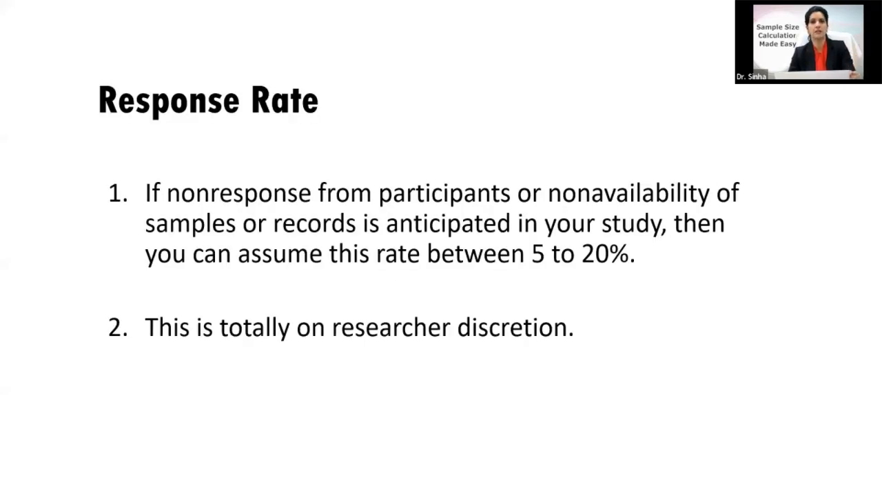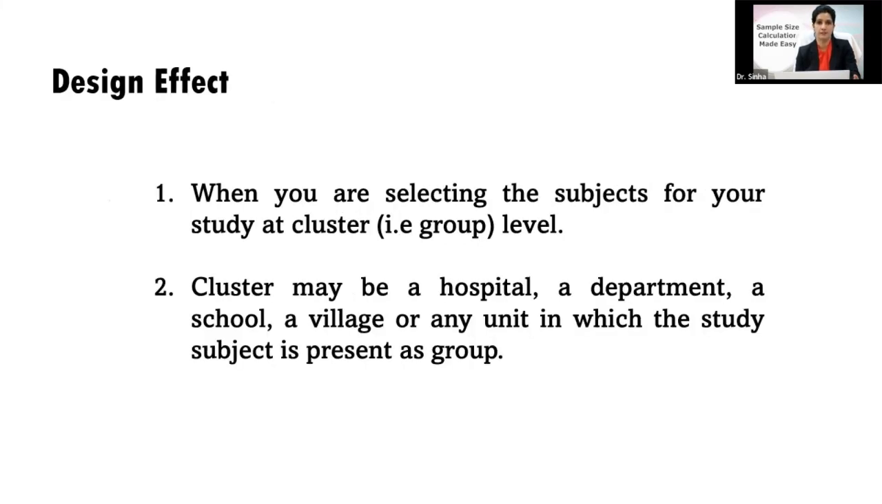Now, the second adjustment which we do is for the response rate. A response rate is basically something the researcher has to fix. It can vary from 5% to 20%. So if you expect that because of something the participant will deny or be unavailable, or the records which you anticipate are not complete or some missing records are there, then this 5 to 20% of non-response you can take in your study. So it is basically a researcher's discretion what response rate you want to take in your study.